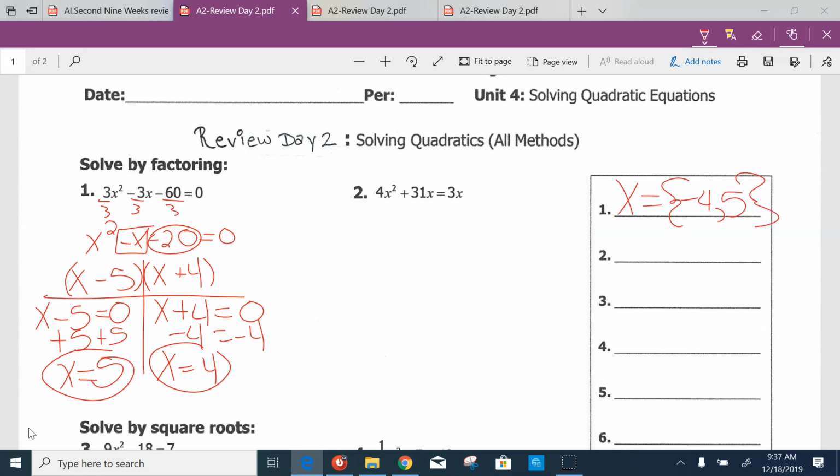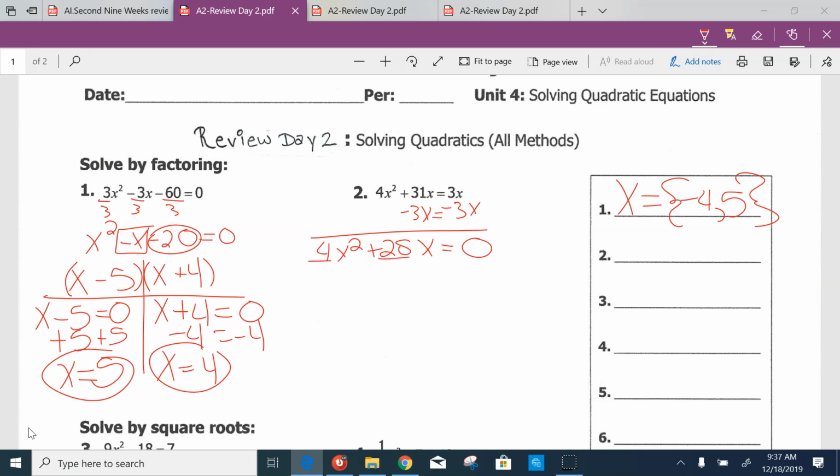For number 2, this one I cannot reduce, but I do need to make it into standard form, and I'll do that by subtracting the 3x from the right and bringing it over to the left side. When I do that, I get 4x squared plus 28x equals 0 because there is no constant. So 31x minus 3x gives me the 28x. Now this is actually very easily factorable.